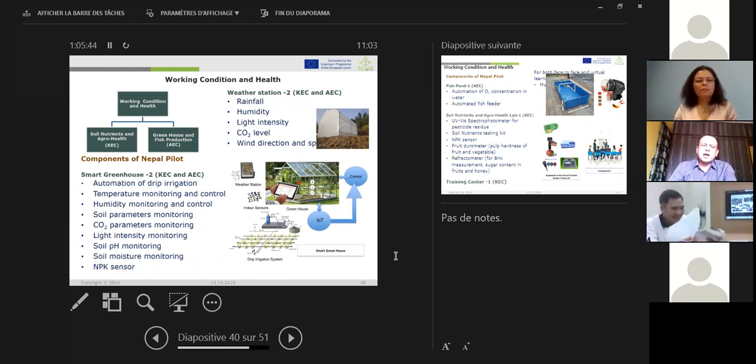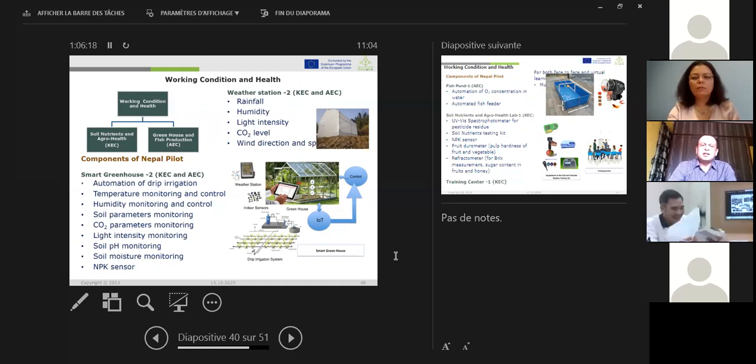There are two smart greenhouses, one each in KEC and ECME Engineering College. The smart greenhouses have a system of automatic drip irrigation, automatic control of temperature, and automatic control of humidity. The greenhouse also has sensors for measuring soil parameters, carbon dioxide, light intensity, soil pH, and electrical soil moisture. It also has sodium, nitrogen, potassium, and phosphorus sensors.